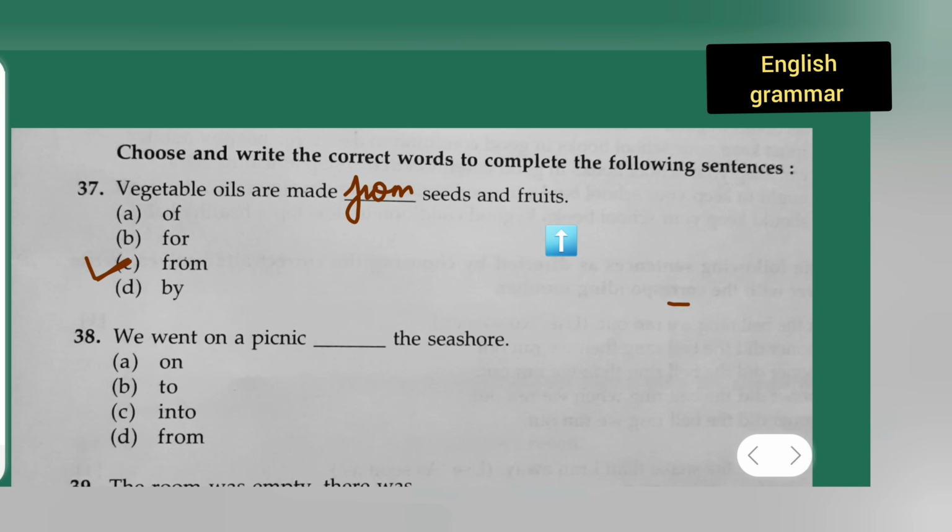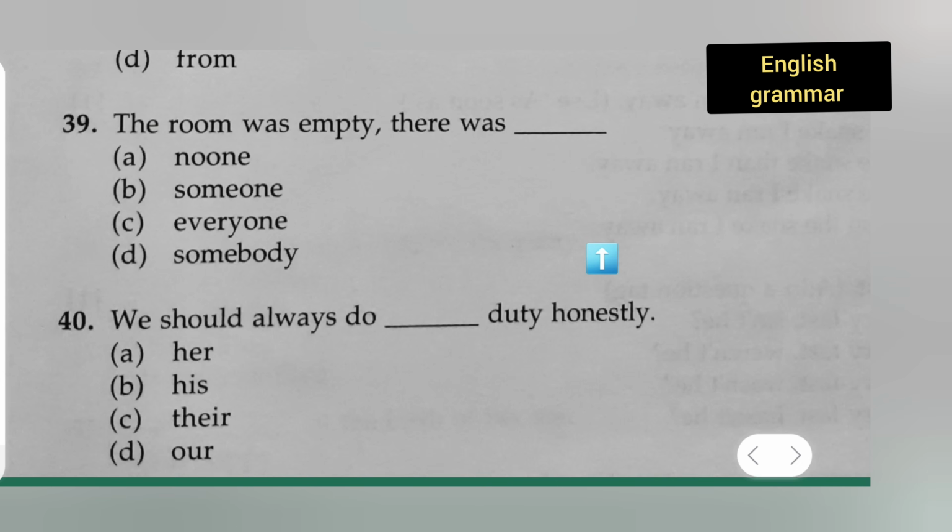Okay, next, what is the question? We went on a picnic dash the seashore. Okay, we went to a picnic. So the correct option is option B. Okay, now moving towards the option B is the correct option. Moving towards the third part.